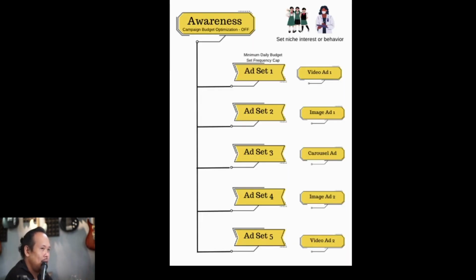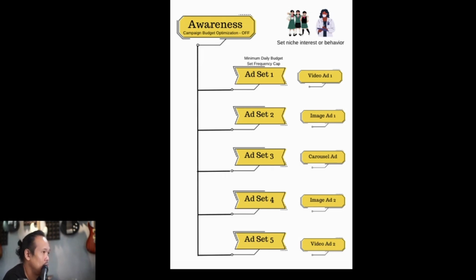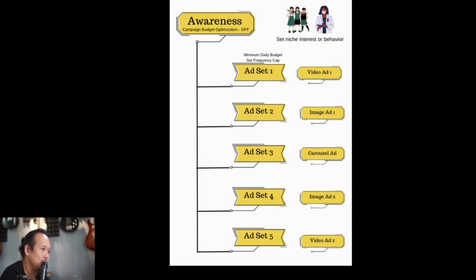All right, so this is a high level illustration of the PPC structure. First, you have your campaign here at the top. In this case, this is an awareness campaign, to be specific, more reach. Within this campaign, there are different ad sets. You can set different ad sets with minimum daily budget, or you can also set a frequency cap, so the frequency of how many times a day or a week for the ad to display for each user.